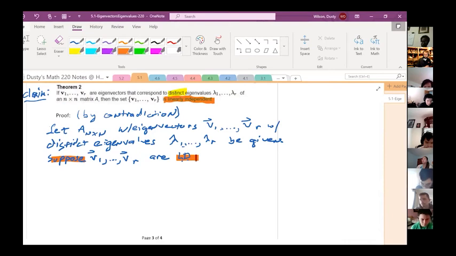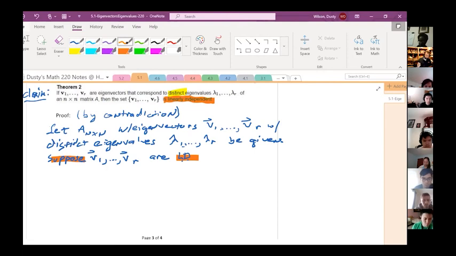We'll get to your question in a second, Tibbs. So there's going to be a contradiction somewhere along the line. What's going to be the contradiction? Yeah, so the contradiction is going to show us that the vectors are linearly independent.